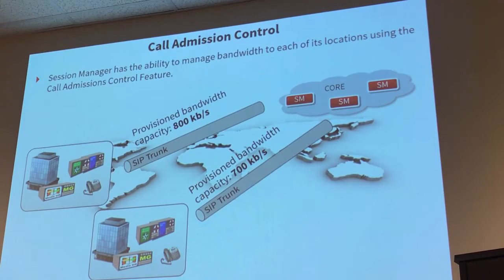Call admission control. Have you heard of that? Call admission control. It's a feature that allows you to manage a bandwidth threshold. In this case, to configure a threshold for the bandwidth between locations.